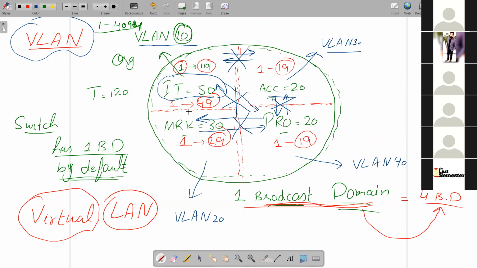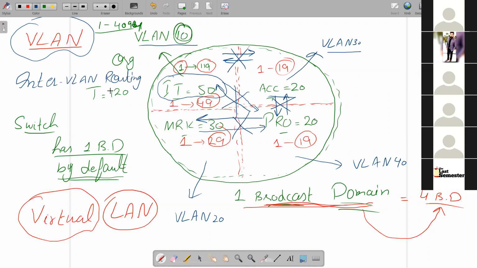Afnan, very good question. And the question is, if an IT person wants to communicate with a person from another department, how do they communicate? We can allow them to communicate with each other. And this is another concept which we call inter-VLAN routing.